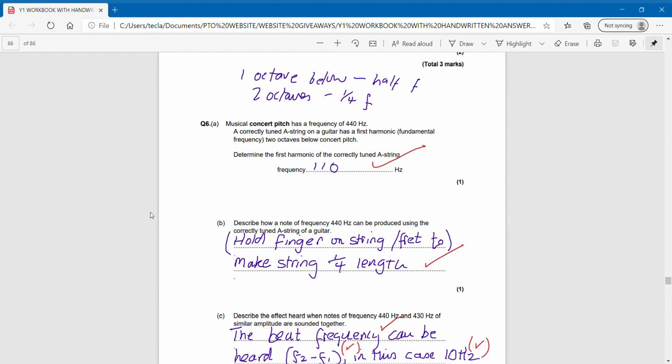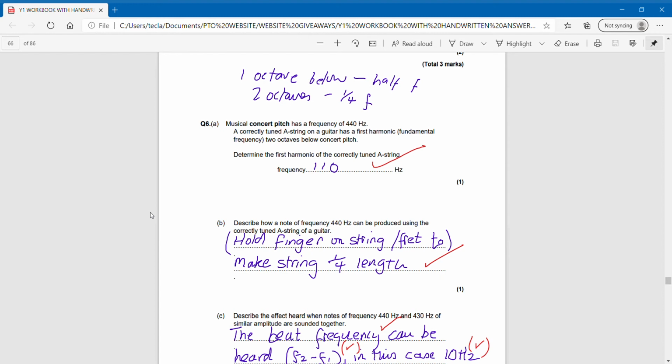So if you're going 1 octave below, we know the frequency halves, and if you're going 2 octaves below, it halves again. So it's going to be a quarter times the concert pitch frequency. So that's going to be a quarter of 440, which is 110 Hz.